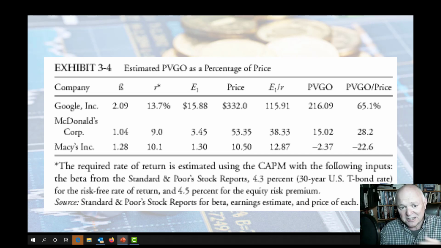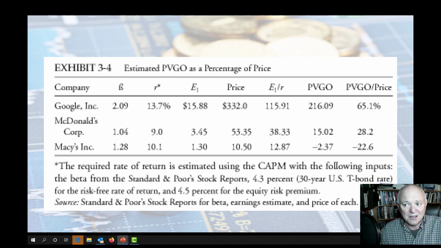Their share price on the day that this is taken is $332. So there's a $216 difference between the value of that perpetuity and their share price. And that means the market must be valuing their opportunities at $216. The present value of their growth opportunities then is 65% of their overall value.